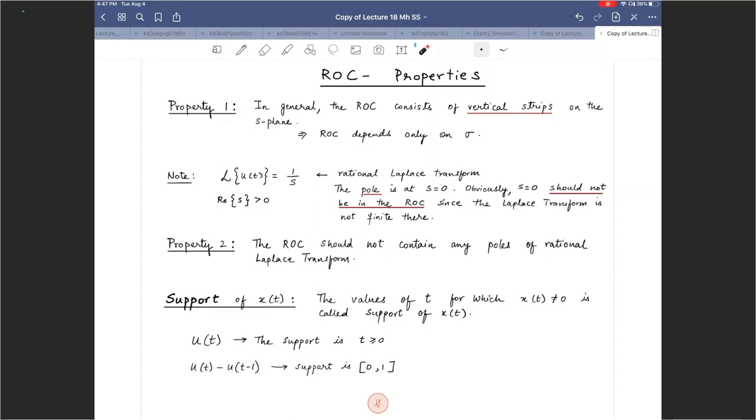So just to recap the statements, property 1 says, in general, the region of convergence consists of vertical strips on the S-plane. A region of convergence depends only on the real part of S, sigma. Property 2 says the region of convergence should not contain any poles. Obviously, poles are the points in the S-plane where the functions go to infinity. That's not where it is finite, so it should be excluded from the region of convergence.